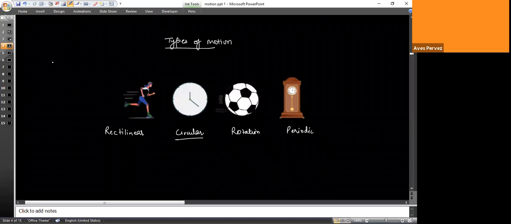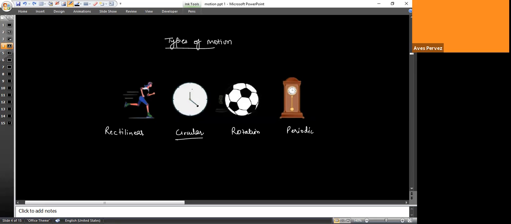What is circular motion? If this is a center and this is a path, and an object is moving on this, round like this, we will consider this as circular motion. Like this point, dear student, this tip of the clock is in circular motion, because it is moving like this. This point is also in circular motion because it is repeating the same. So circular motion is simple.